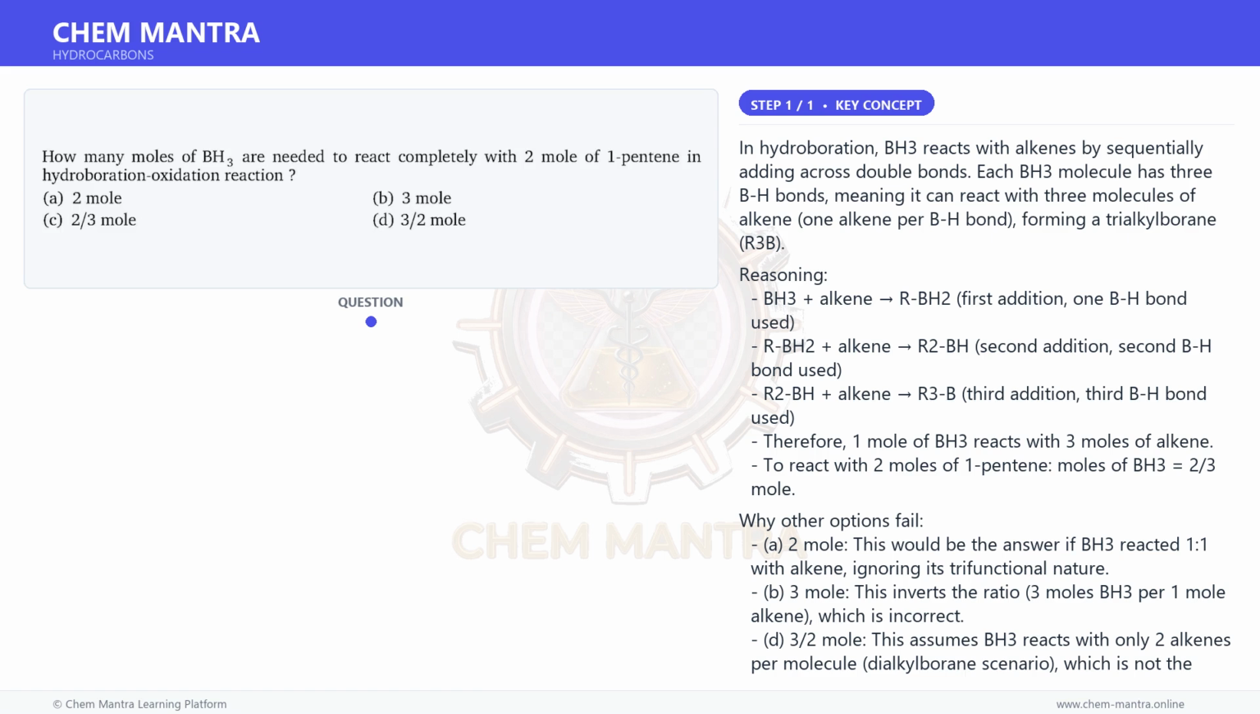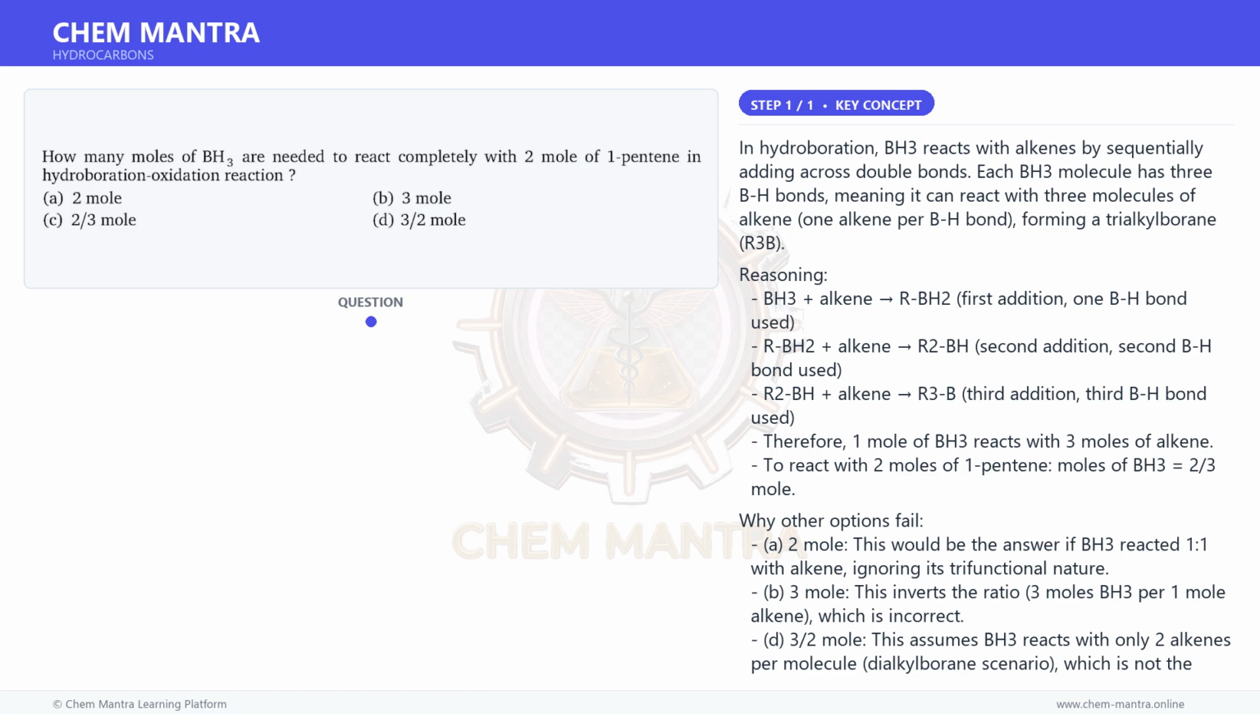Reasoning. BH3 plus alkene gives RBH2, first addition, 1 B-H bond used. RBH2 plus alkene gives R2BH, second addition, second B-H bond used. R2BH plus alkene gives R3B, third addition, third B-H bond used. Therefore, 1 mole of BH3 reacts with 3 moles of alkene.